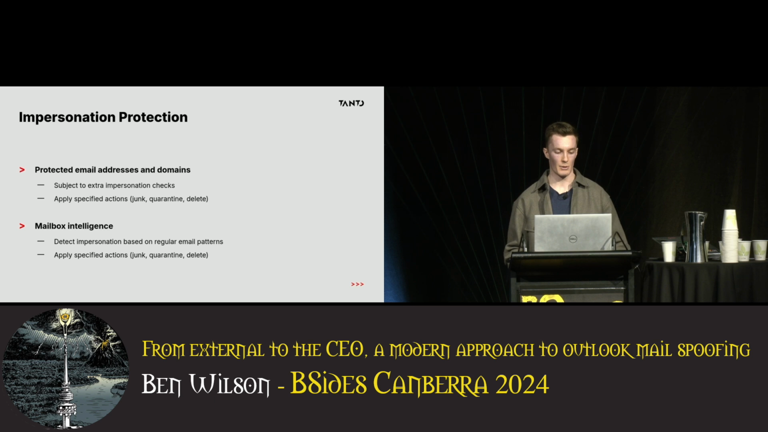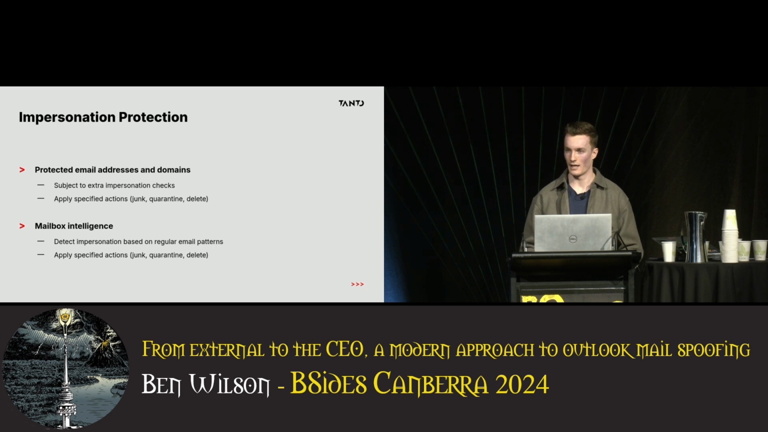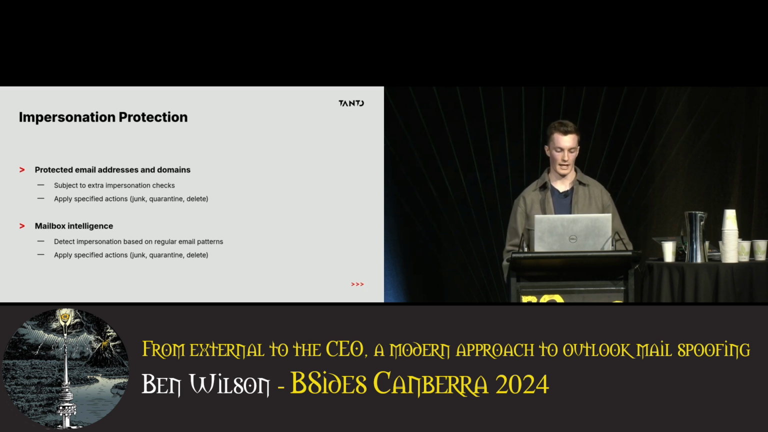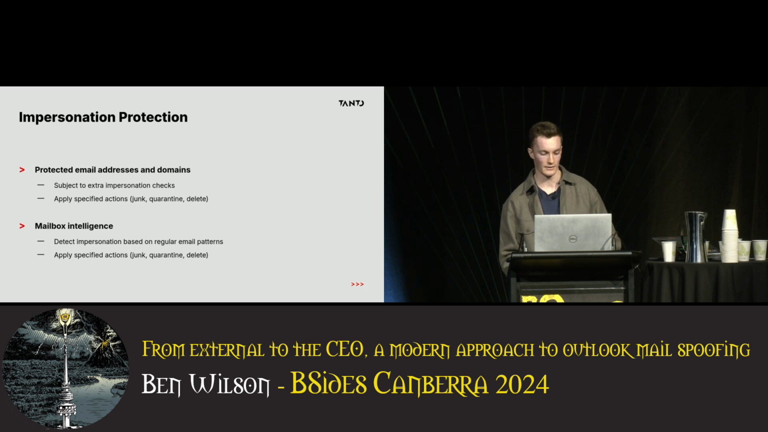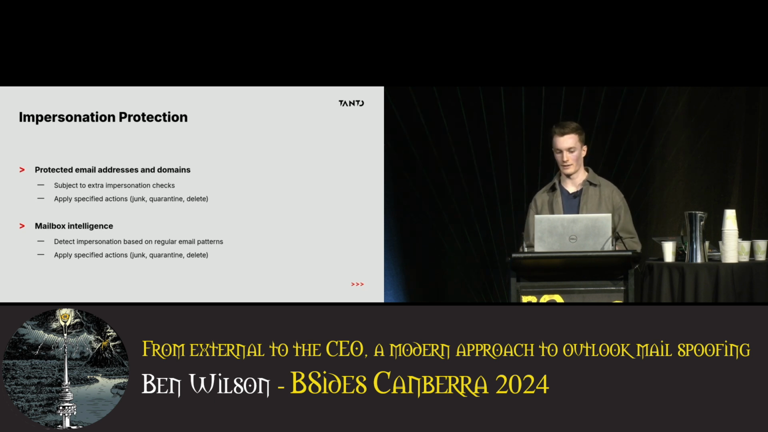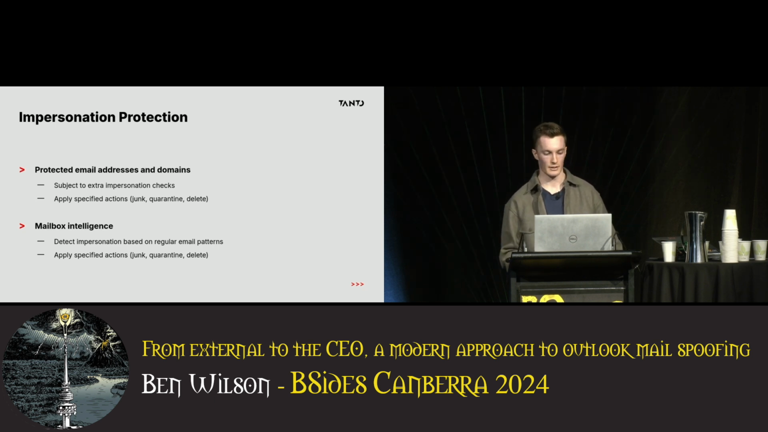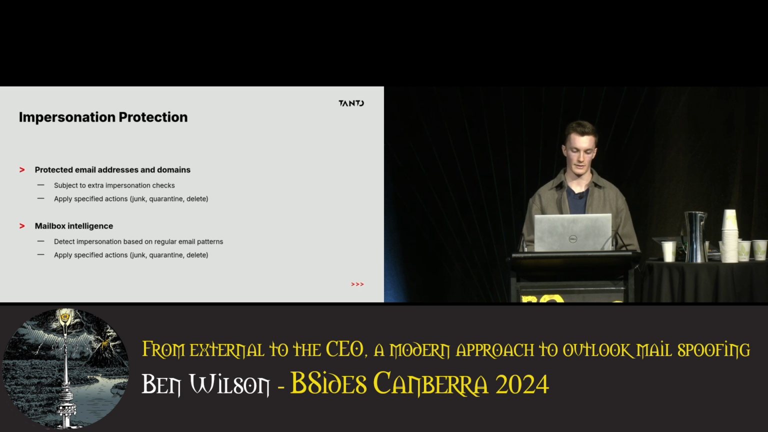And then there's mailbox intelligence, which uses AI to detect email patterns, and it'll apply a specific action if it detects an irregular email pattern: junk, quarantine, delete, similar to the protected addresses and domains.